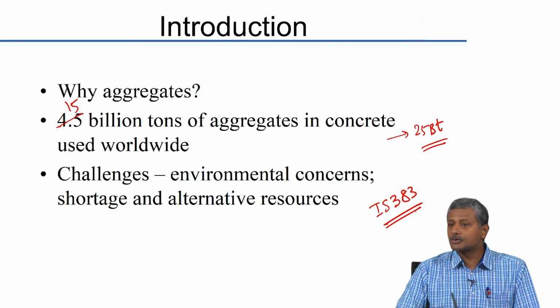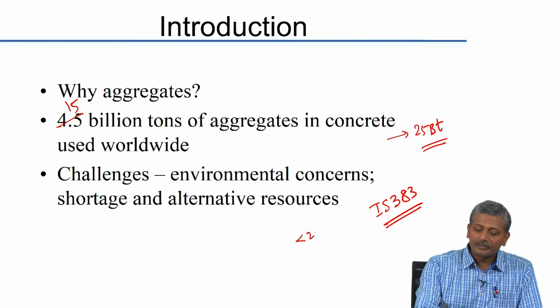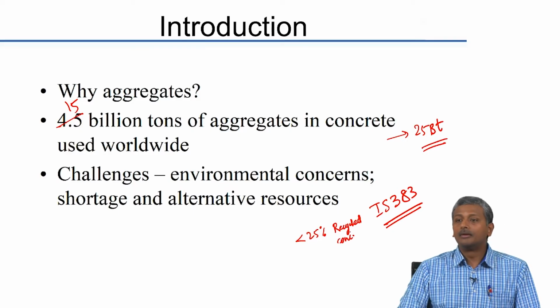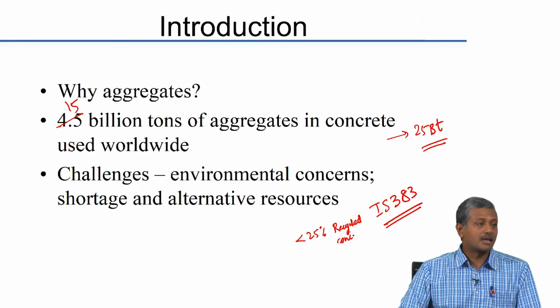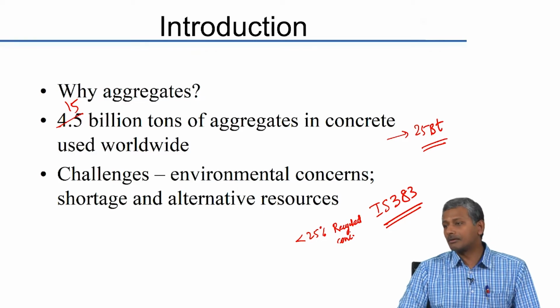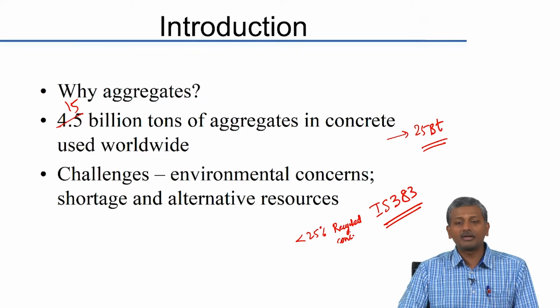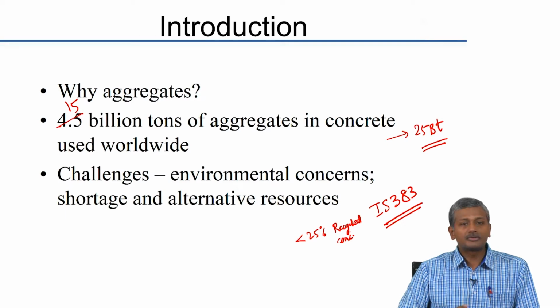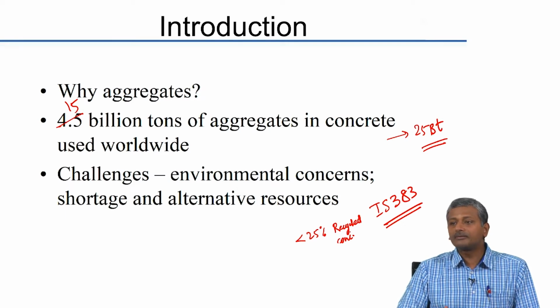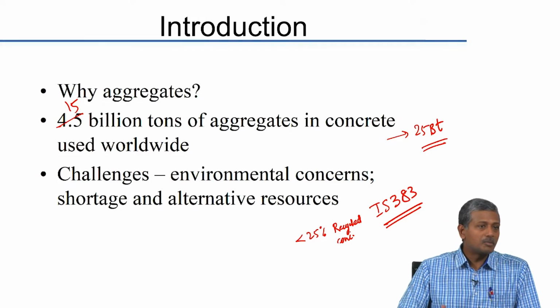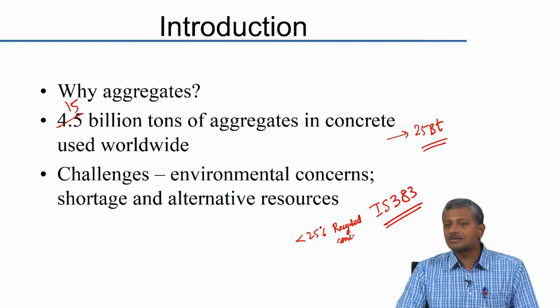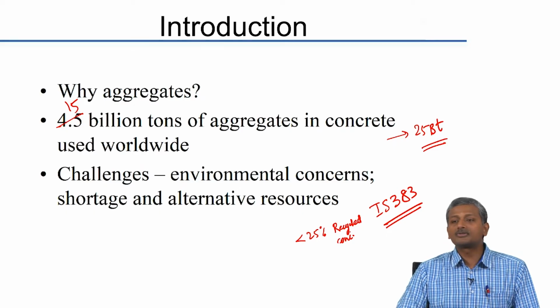For example, it allows you up to 25% of recycled concrete aggregate. Up to 25% of the fine aggregate is allowed to be recycled concrete aggregate. That means you crush recycled concrete and make fine aggregate from it. So, there is a lot of development that has taken place in trying to identify alternative sources for aggregate, and that is probably going to be the biggest challenge in the future: how to determine the right quantities of materials available for making aggregate and concrete.